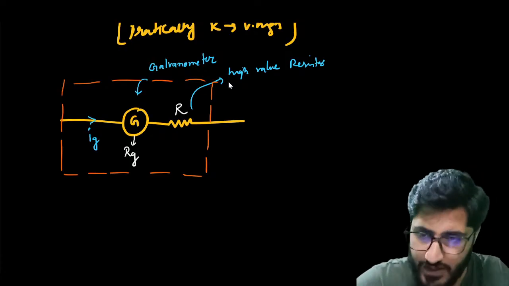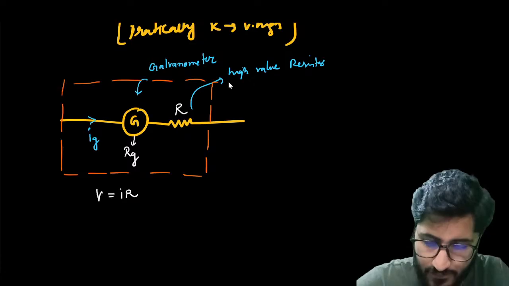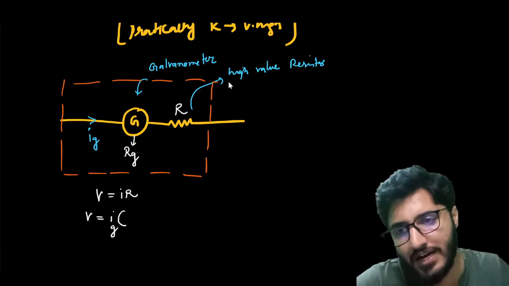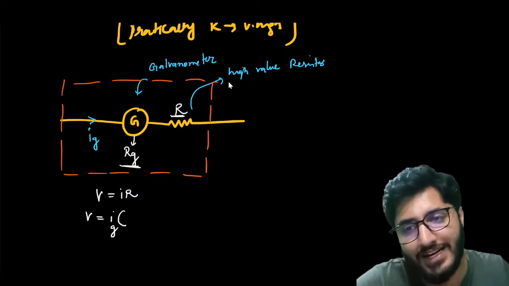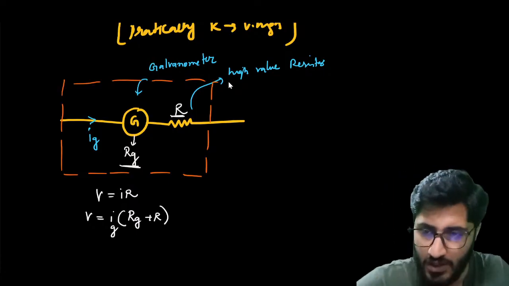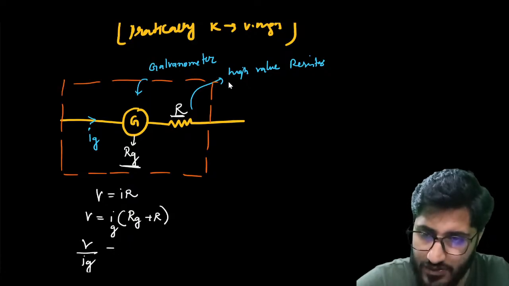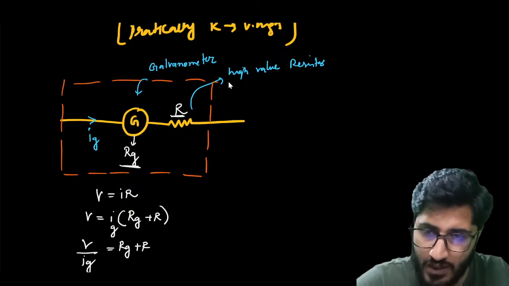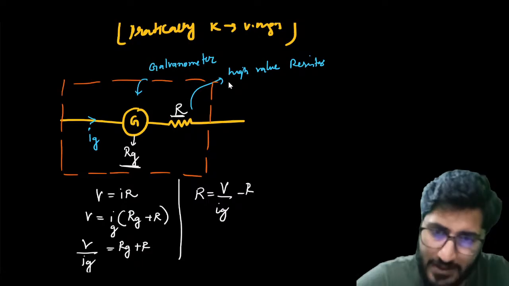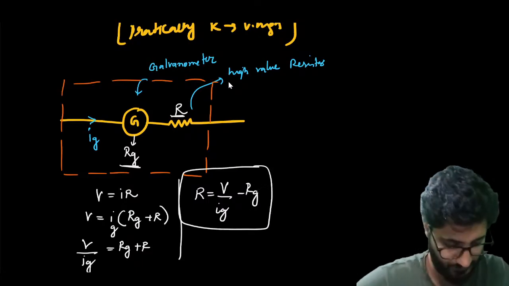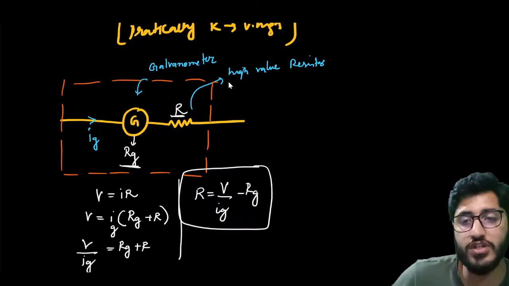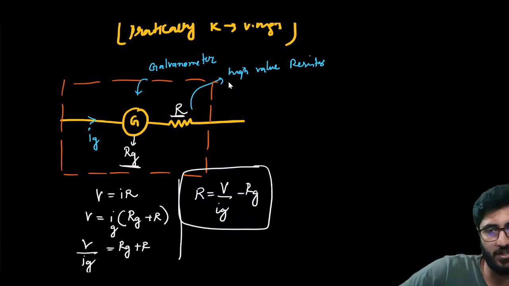So what is V? V is equal to I into R. Here I is basically Ig. This Rg and this R are connected in series, so I can write Rg plus R. V divided by Ig is equal to Rg plus R. Therefore, if you want to find R, R is equal to V divided by Ig minus Rg. Remember this relation. We can use it to calculate the resistance of the high value resistor in your voltmeter.